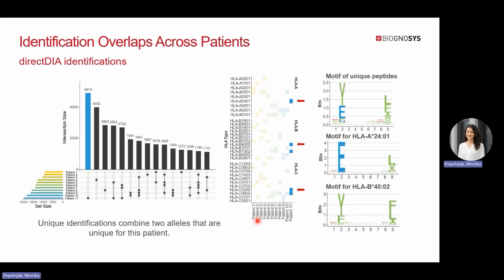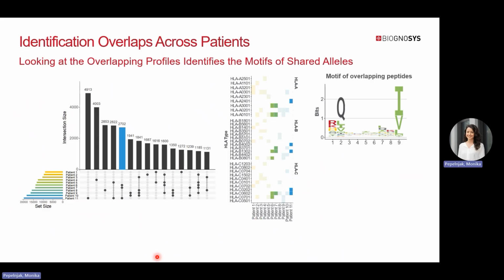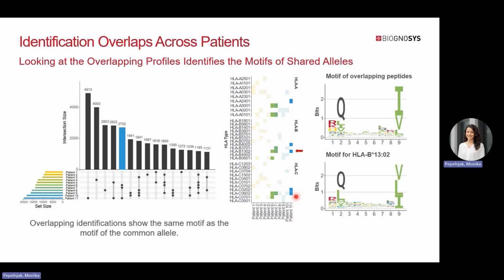This is very cool to see, but we wanted to see whether we can get something from a more complex behavior. For example, here we have an overlap between 3 patients, patients 6, 7, and 11. You can see that they share some alleles, but there is a single allele that all 3 patients have, but none of the other patients do. If we look at the motif of overlapping peptides, I hope you can appreciate that it matches really well to the expected motif of the overlapping allele.